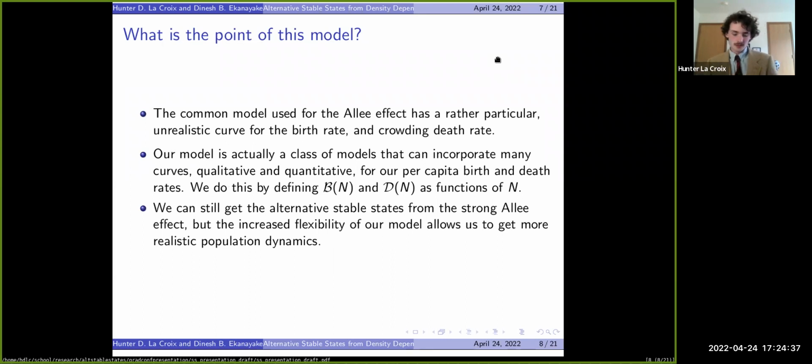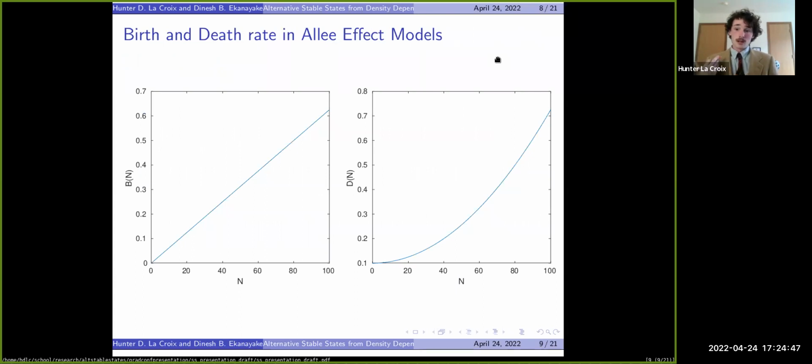Well, the common model used for the Allee effect has a rather particular, unrealistic curve for birth rate and crowding death rate. And I'm actually going to move on to the next slide because I can explain it really well here. Our per capita birth rate function, B of N, we see is linear, and our per capita death rate function, D of N, as you see, is quadratic. But this rarely happens in nature. We might get some data points for our birth rate that look like this. And one might conjecture that we might have more accurate results if we instead just interpolate through this and define this as our curve for the per capita birth rate.